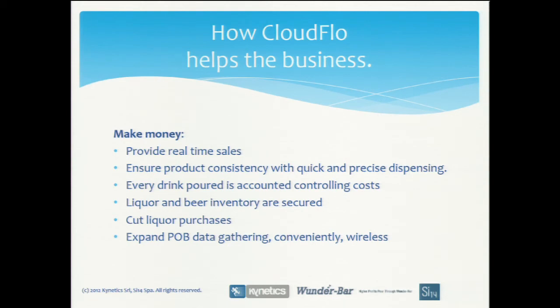Liquor and beer inventory are secure, so the situation is under control, basically. So I can cut the liquor purchases because I don't waste. This is the point. I don't waste, and everything is perfectly controlled by the system. And more, I can expand my point of business wirelessly, because as we see, the system is so simple that I can expand simply by adding devices in the field.